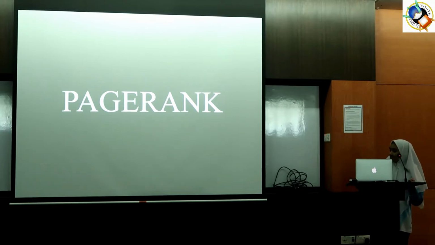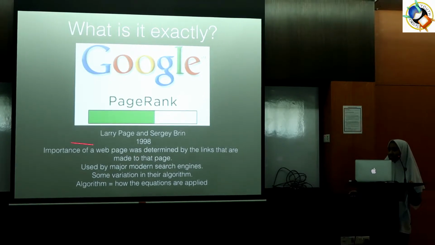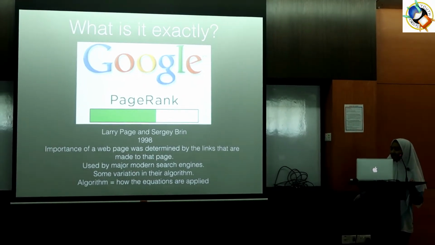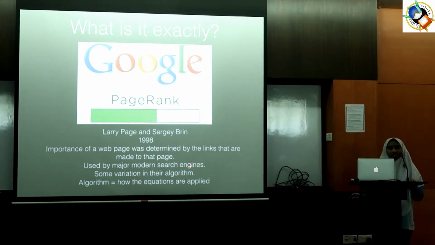PageRank basically... The idea of PageRank was discovered by Larry Page and Sergey Brin back in 1998 while they were graduate students at Stanford. The particular idea that they had was that the importance of a web page was determined by the links that point to the page. I'll get back to that later. This method is used by major modern search engines such as Google, Bing, and Yahoo.